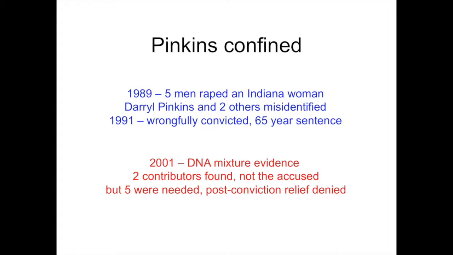In 2001, there was DNA mixture evidence from 2 of these items of clothing, a jacket and a sweater, and there were 2 major contributors found, and not the accused. Nobody was linked to this, but the appeals court ruled that 5 people were needed, and so post-conviction relief was denied. So a question you may ask is, why did it wait 15 years? Where was the failure? What actually happened? I'm going to talk about that briefly.